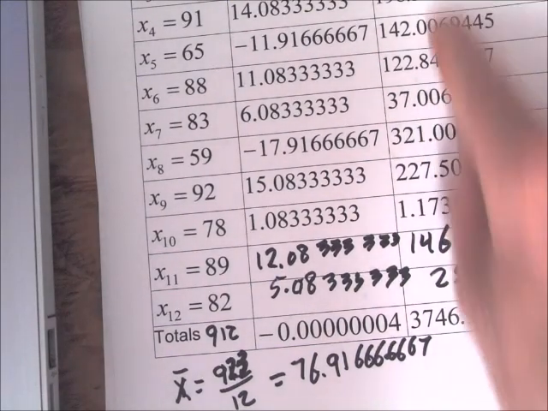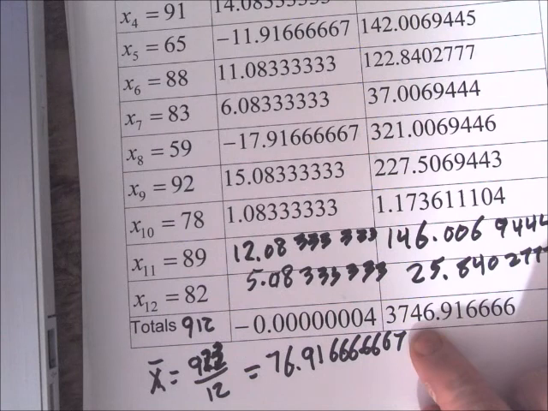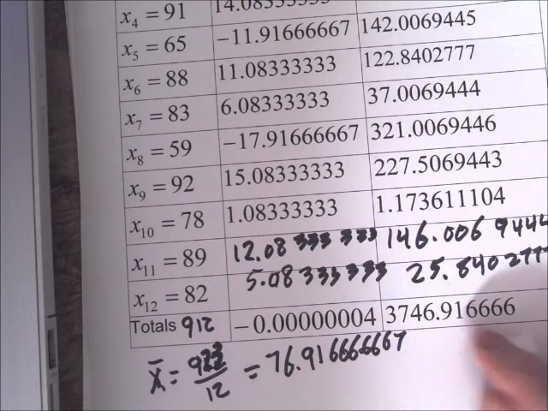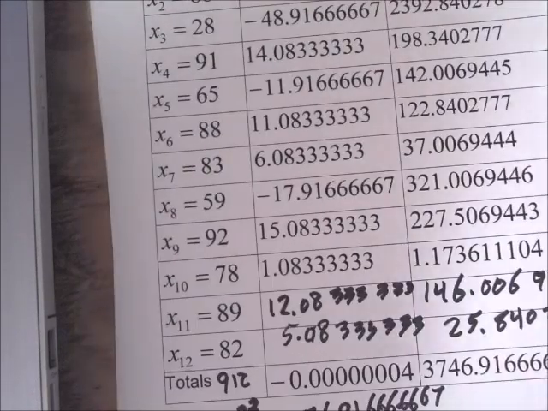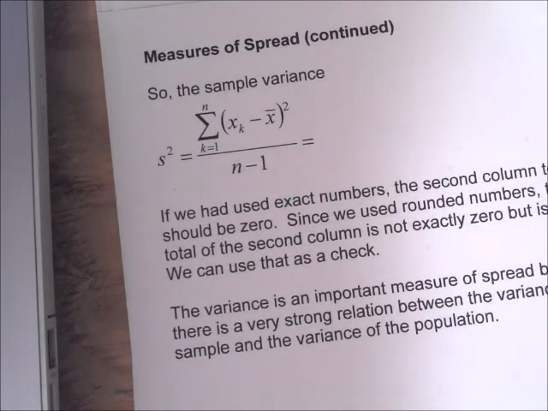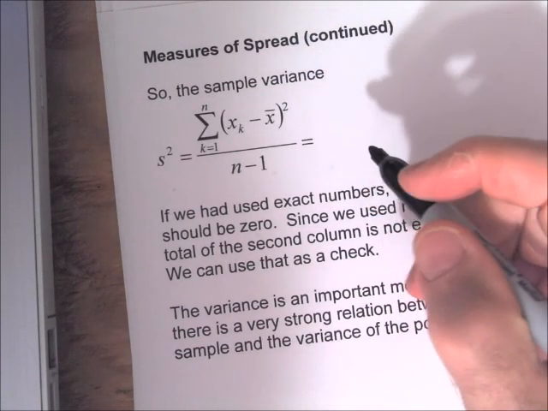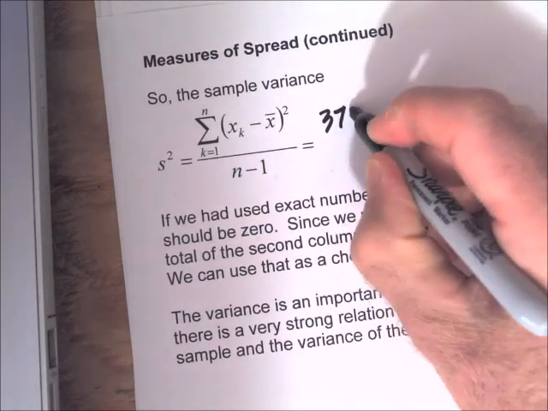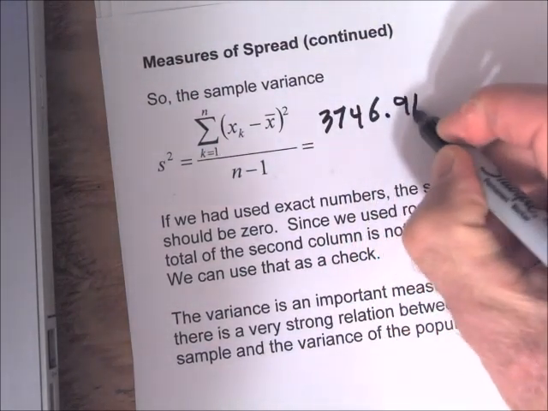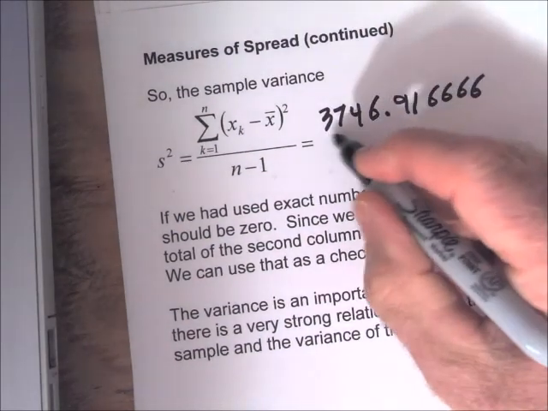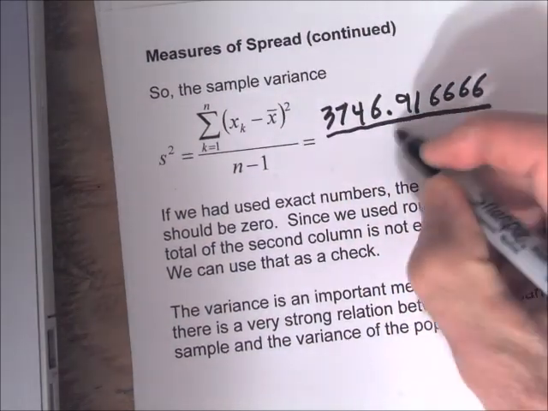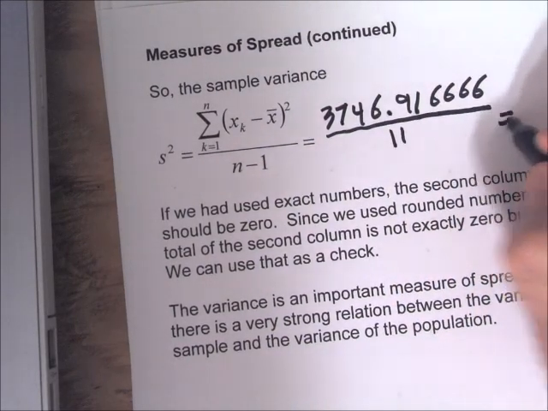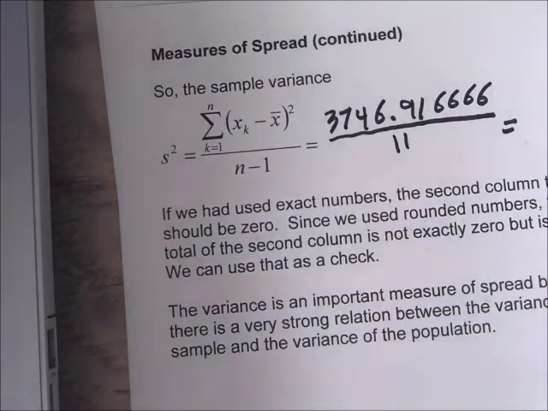And the third column total is really the one that we are going to use, and that's 3,746 point something, and that's what we'll use to compute the variance. So if we plug it into this formula now, the numerator is just the sum of that last column, 3746.916666, divided by, there are 12 scores, 12 minus 1 is 11, so divide that by 11. And that should give us the variance.